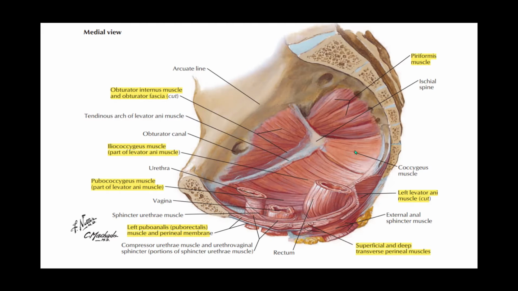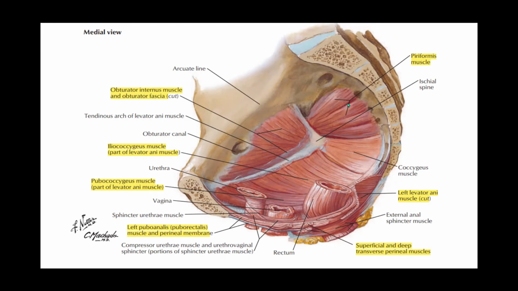Now, behind, as we can see, still part of the pelvic floor muscle but not part of the levator ani, is the coccygeus muscle. This coccygeus muscle is also called the ischio-coccygeus muscle, because as we can see, it originates from the ischial spine and inserts into the coccyx. It's also fan-shaped or triangular in shape.